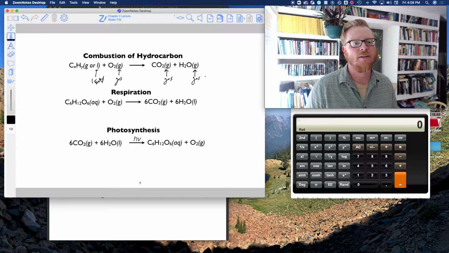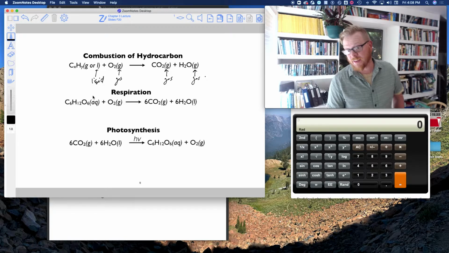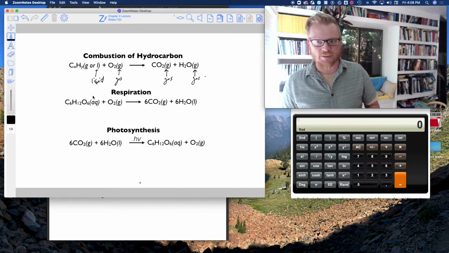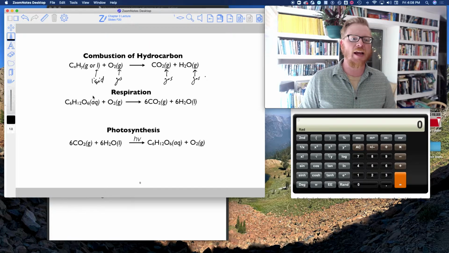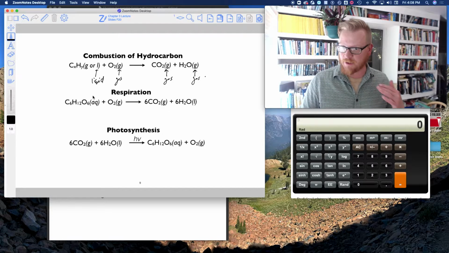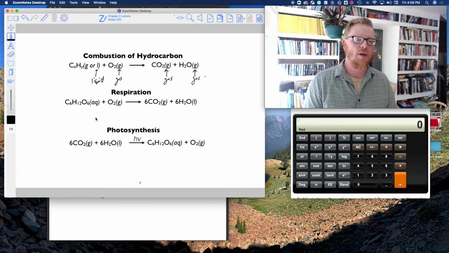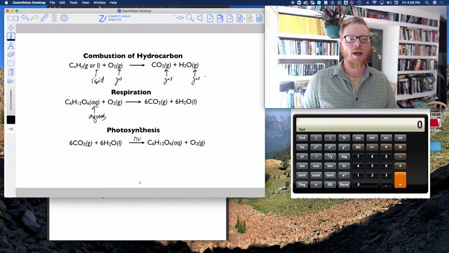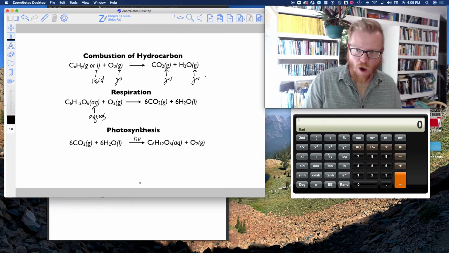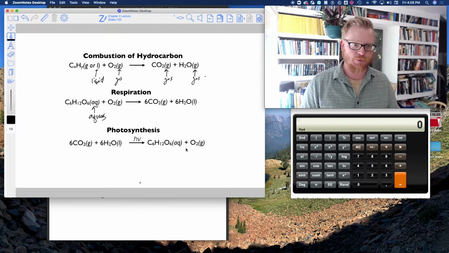Gases ignite more readily than liquids, and we can talk about why that is later, but mostly I just want you to recognize these symbols. We're going to see them more and more and talk about them more as we go. So for example, this AQ stands for aqueous, which means it's dissolved in water. And again, more on that in the coming chapters.